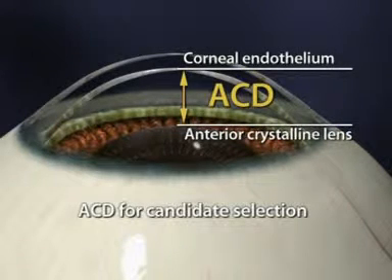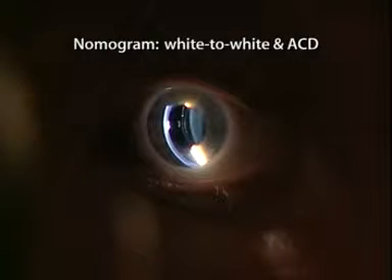For the purpose of candidate selection, the ACD is defined as the distance from the corneal endothelium to the anterior lens capsule. To determine the ICL length, a nomogram using a combination of white to white and ACD is utilized. The measurement of white to white is critical.